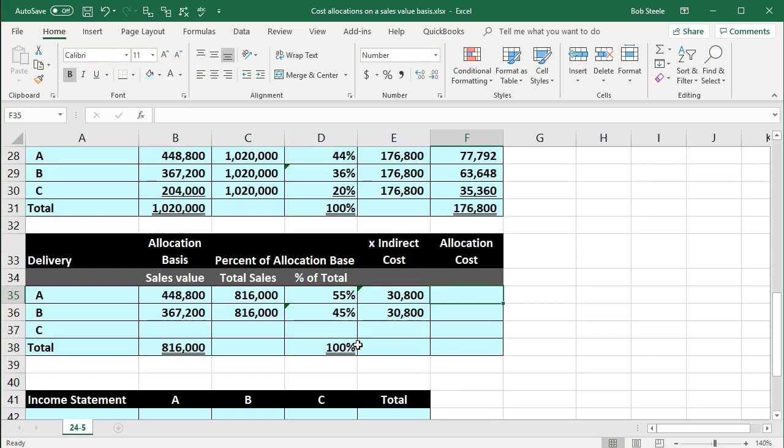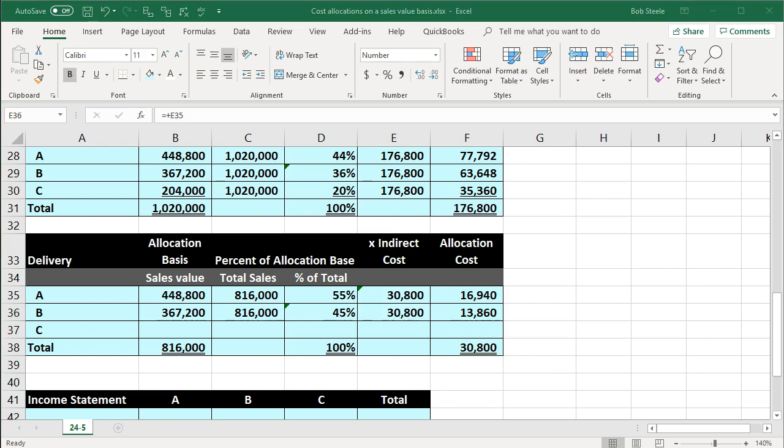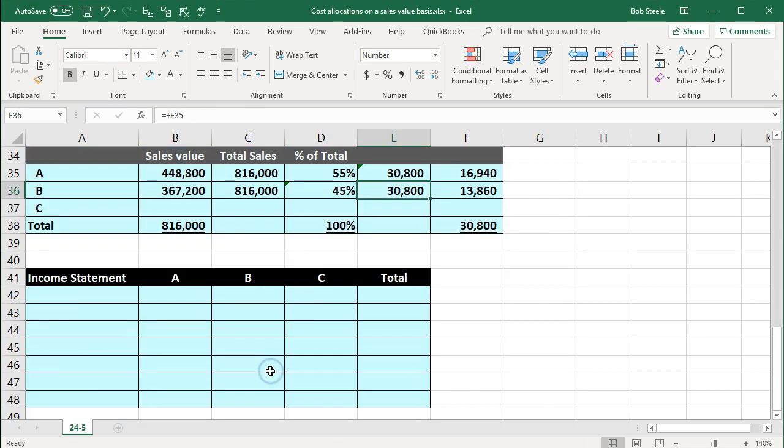Okay, and then we'll multiply this out. We're going to say this equals the 55% times the 30,800. This equals the 45% of the 30,800. And if we add up the total column, then we're going to get that 30,800. Okay, so now we can make an income statement based on this information and compare and contrast it.